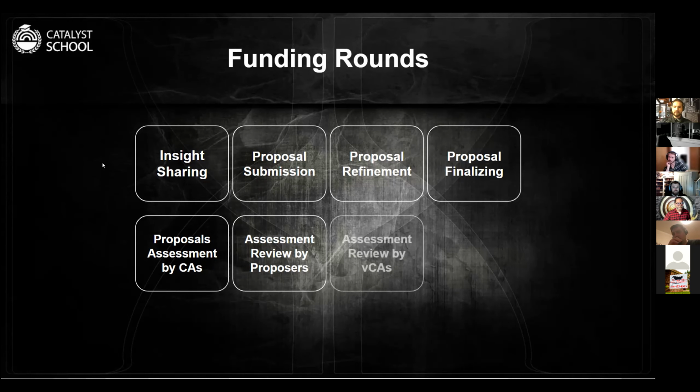In this next phase, which is the assessment review by VCAs, they are going to read all the assessments, not only the assessments that were flagged by the proposers, and they are going to decide if these assessments are excellent, if they are good, or they should be filtered out. And what does it mean to be excellent or good? This is related to the rewards that the community advisors are going to receive.